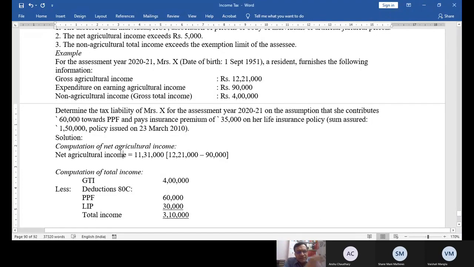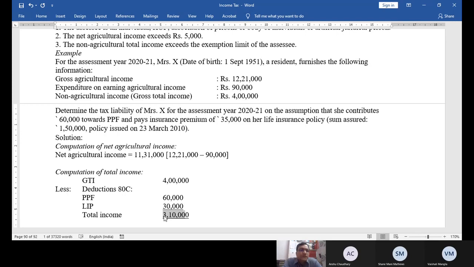Now, question says tax liability. Can I compute the tax liability directly on 3,10,000? Answer is no. Can I say that since net agricultural income is 100% tax free, on 3,10,000 I can directly compute the tax? Answer is no. If I compute, it will be wrong answer, because I always need to check for this scheme of partial integration, or practically you can say taxability of total income when you have agricultural income.